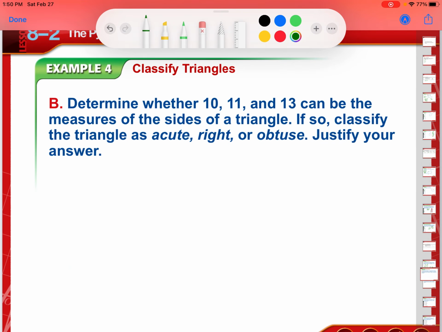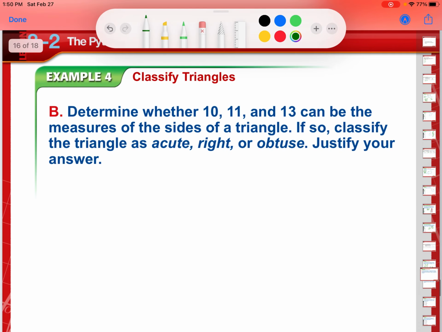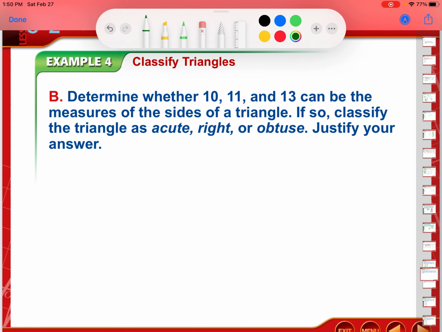Now, I don't remember if there's another. Yeah, there is another one. Perfect. So that's not the one I'm looking for, though. Oh, no, this will work, actually. So first things first, a plus b has to be greater than c. 10 plus 11 is 21. 21 is bigger than 13. Check that. This is a triangle.